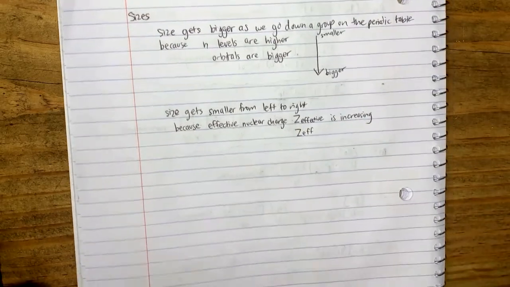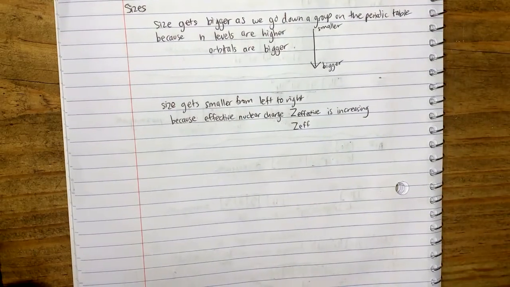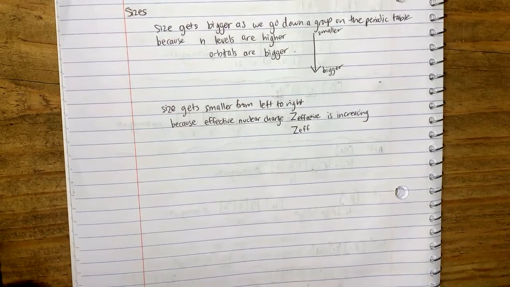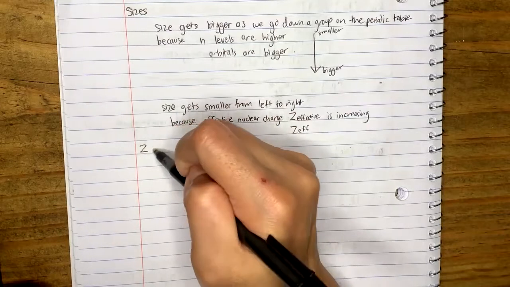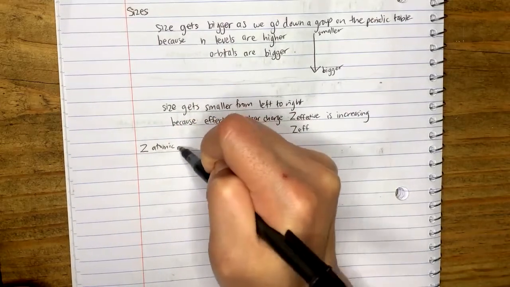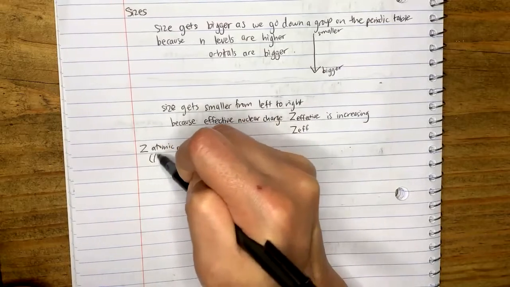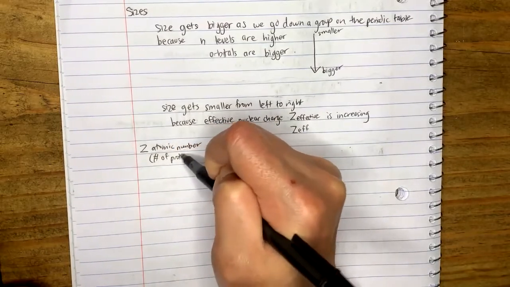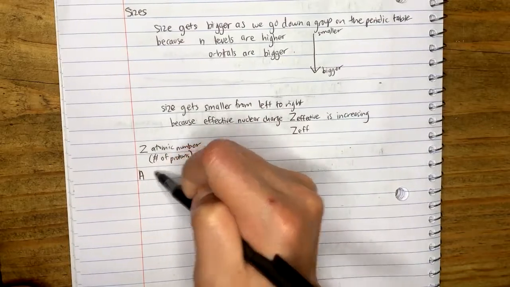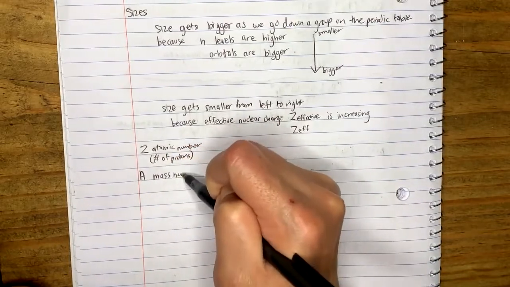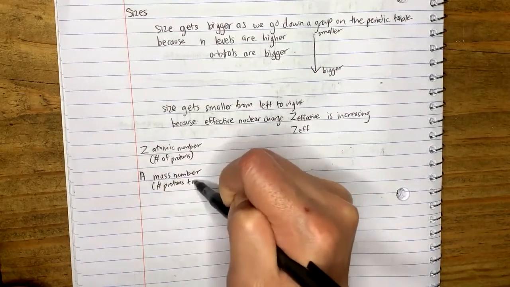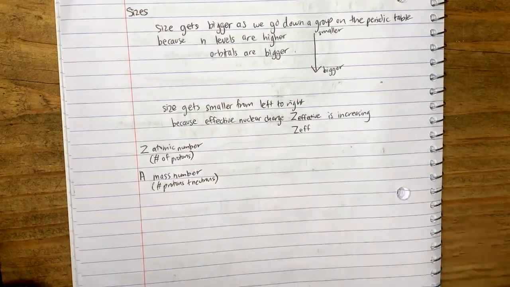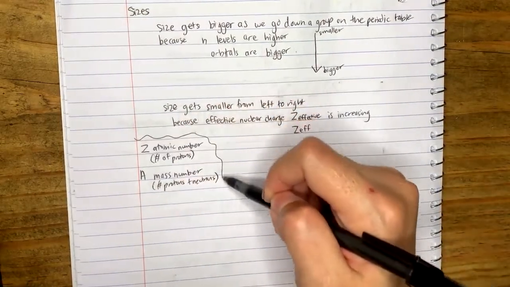Okay, so let's draw out what in the world is effective nuclear charge. When we were talking in early chapters, we had Z as the number of protons, remember? Z is atomic number, which is the number of protons. And then we have A, which is mass number, which was the number of protons plus neutrons. Okay, so that's what we learned a long time ago.